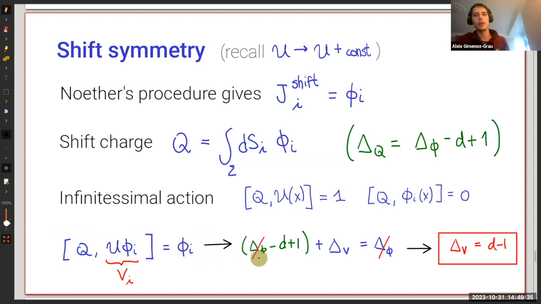Okay, so now here you just do dimensional analysis. Q had dimension Δ_φ − d + 1. This is Δ_V, and this is Δ_φ. So by doing this dimensional analysis, you see that Δ_φ cancels out, and you see that Δ_V has to have dimension exactly d minus 1. So this is an abstract argument that immediately tells you that this virial current has the right dimension to be a good virial current. And the way we saw that it's protected is thanks to this shift symmetry, like we were acting here with this shift charge.